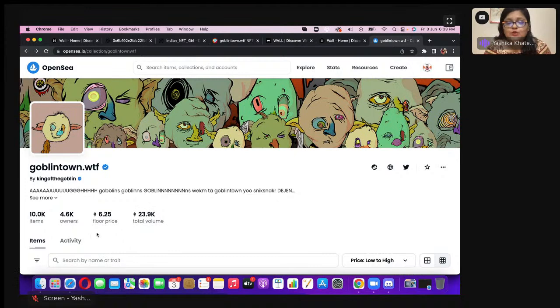The interesting part was that at first Goblin Town did not earn anything out of it, but now in every transfer Goblin Town creators are getting 7.5% out of it. And that's how Goblin Town creators have also made money. So it's sort of a win-win situation for all the people involved here.